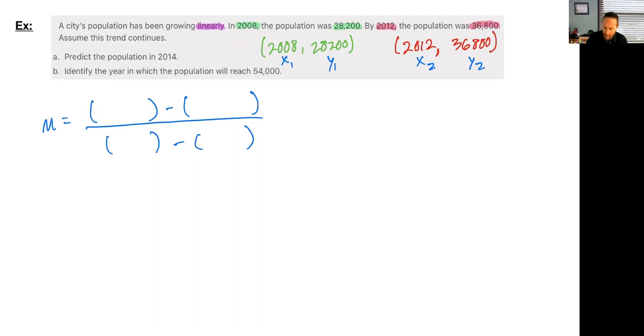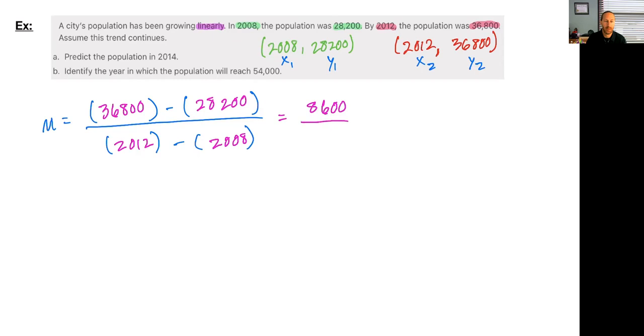All right. So I will go ahead and start filling in what I know. And again, just be consistent. 36,800, I'm going to subtract the 28,200 from that. And then since I started with the 36, I'll have to do 2012, which is where that came from, and the 2008 for where the 28,000 came from. Now we do what it says. Find the difference of the top. I know there is a difference of 800 and 200, that's 600. And I know a difference of 36 and 28,000 happens to be 8. So we get 8,600 on top.